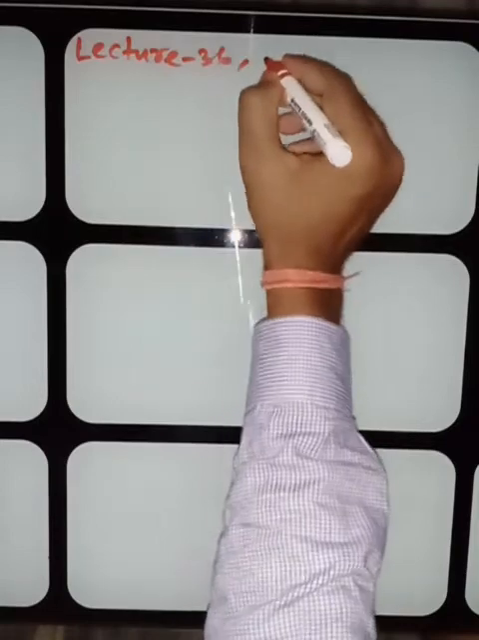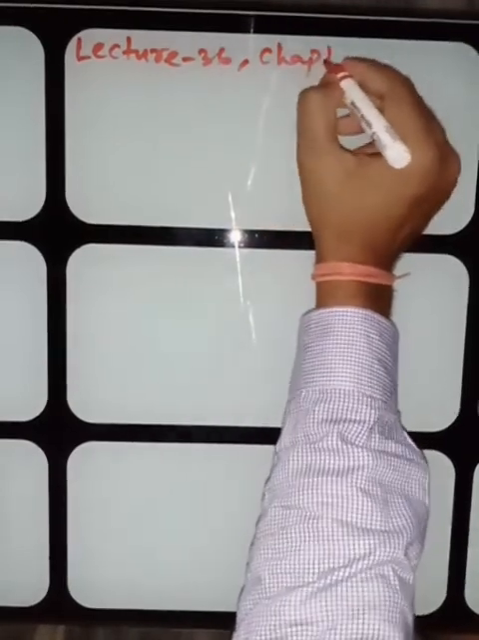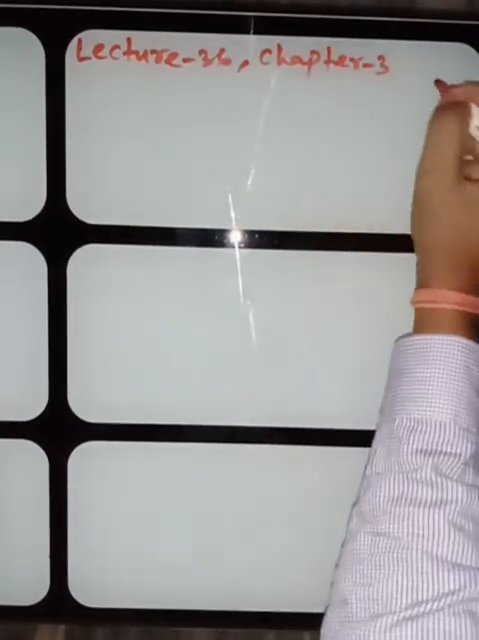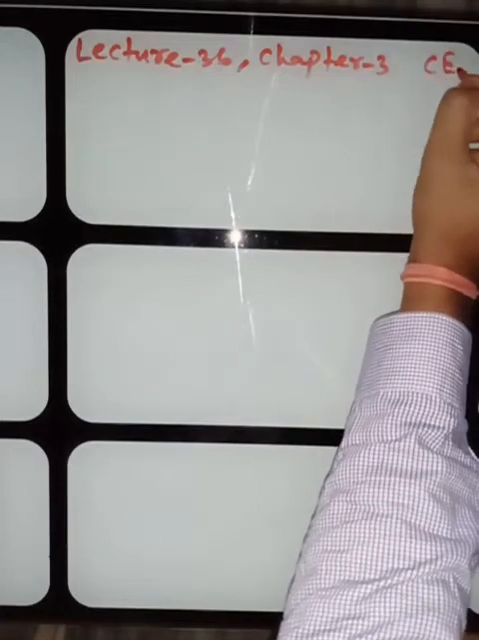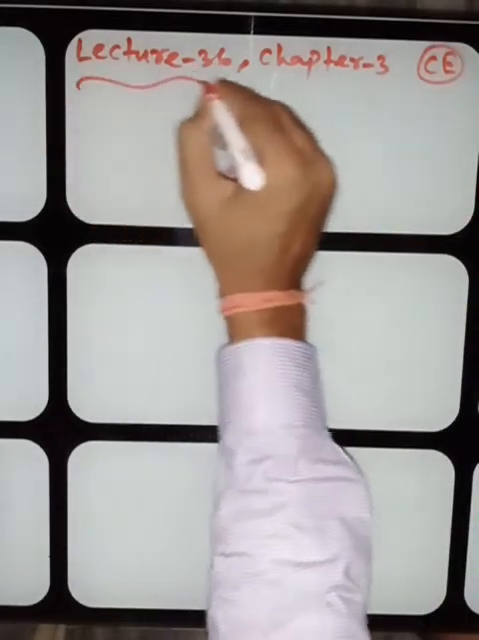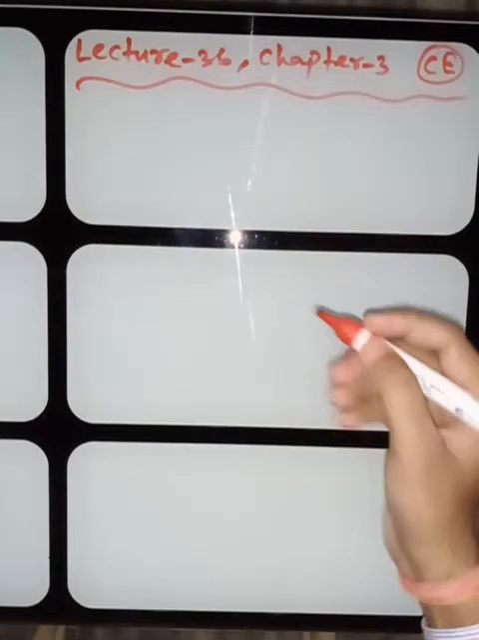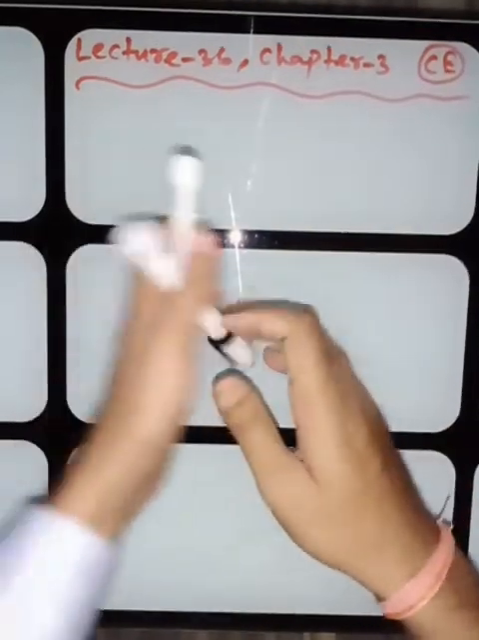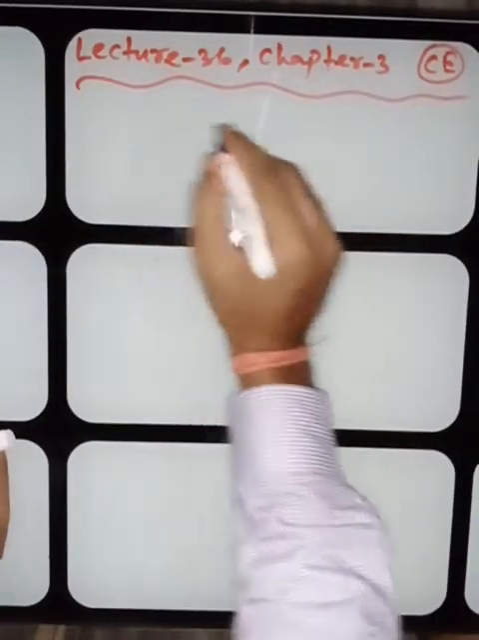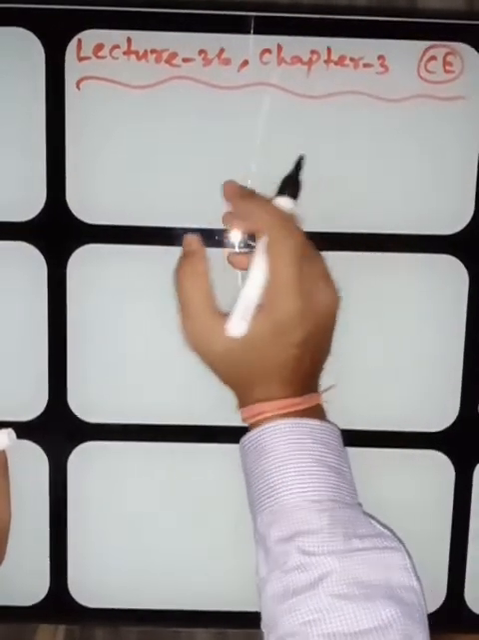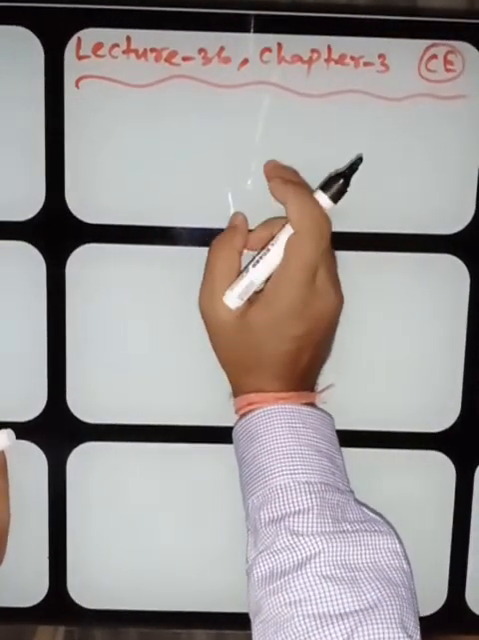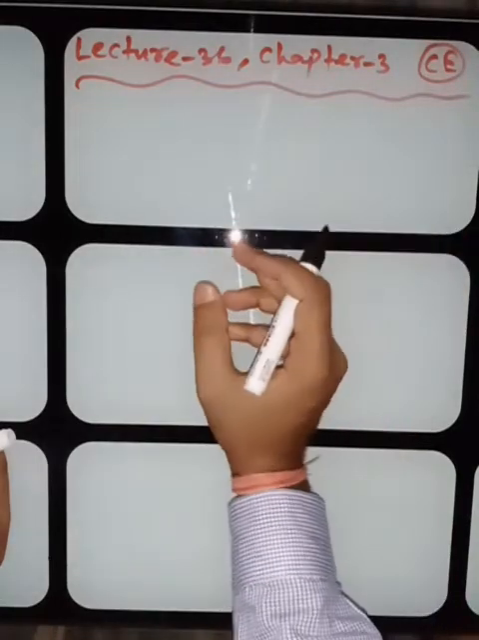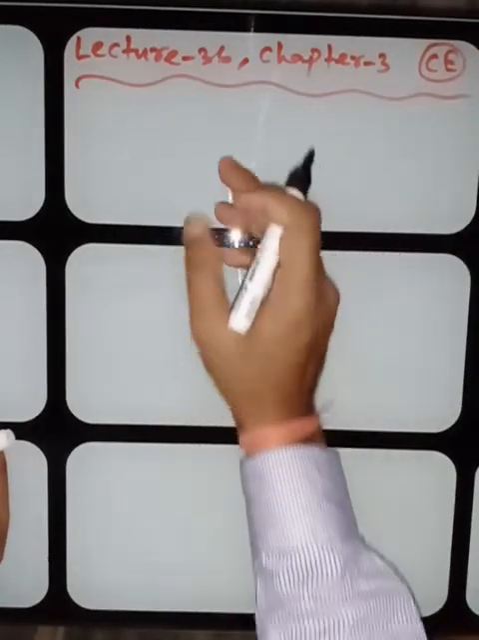Lecture 36 of chapter 3, Current Electricity. Today's lecture, my dear students, will start with an example. Ohm's law, combination of resistors, series combination, parallel combination we have studied so far.